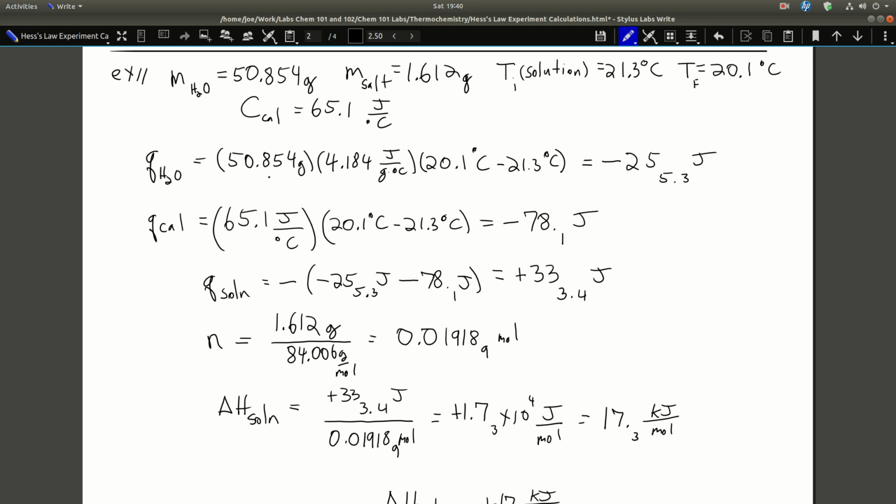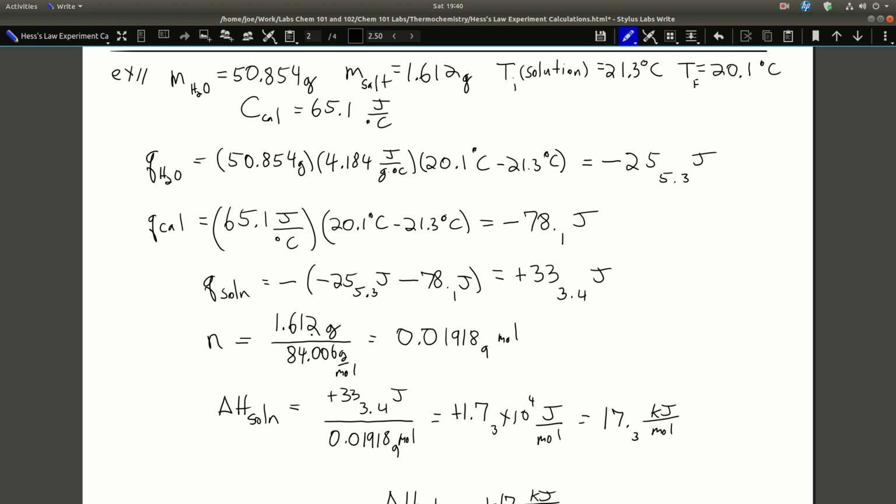So Q of my water is going to be m s delta T. I get a negative 260 joules or so. Q of the calorimeter, the constant times delta T, I get a negative 78 joules. Q of the solution, that is negative the sum of those two, which gives me a positive roughly 330 joules.